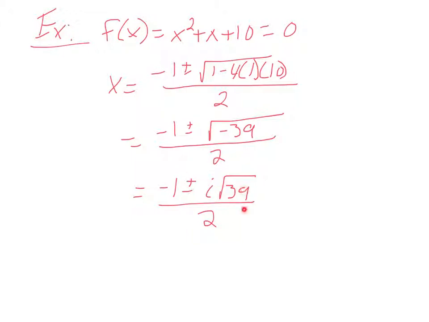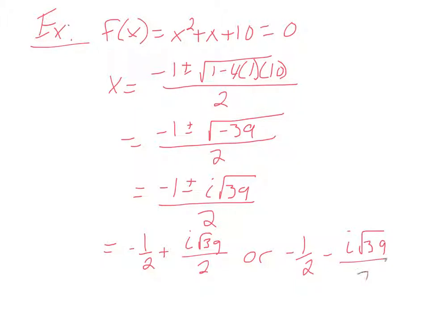I could write this as two separate numbers. These are both complex numbers. I could write it as either equals negative 1/2 plus i square root of 39 over 2, or it could equal negative 1/2 minus i square root of 39 over 2. So we see in this case, and this is always going to be the case because of the way the quadratic formula works out, if a quadratic function has imaginary solutions, those solutions are always going to be a conjugate pair. They're always going to be a conjugate pair because of how the quadratic formula works.